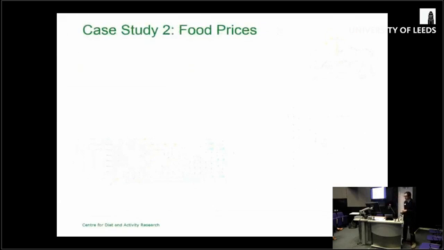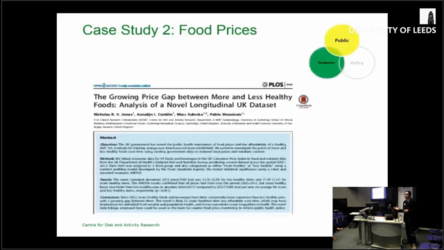So the next case study I'm going to talk about is our ongoing work on food prices, because we think that's an important public health issue. Again, we start with a piece of primary research, which we thought was novel and interesting, because it was only enabled by linking two data sets that were traditionally never brought together.